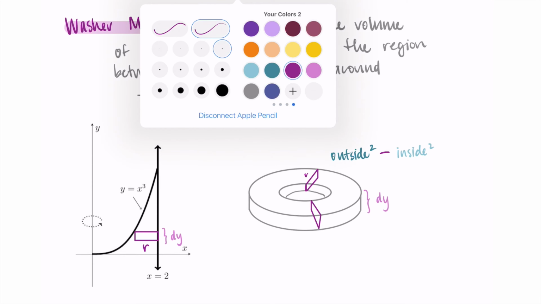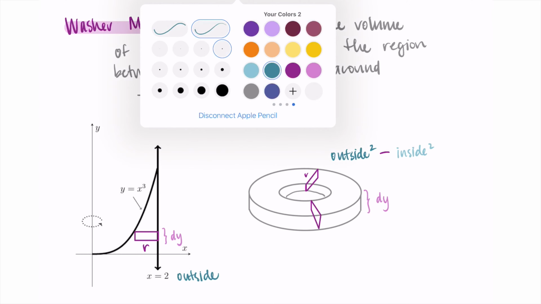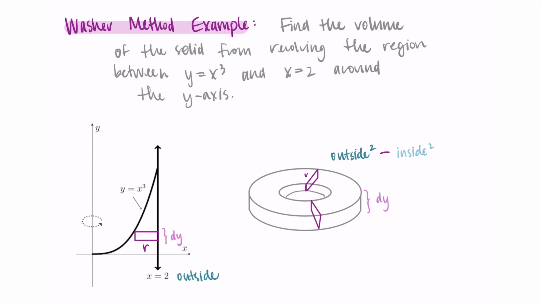My outside function is x equals 2. And then the inside function is y equals x cubed. So we're starting from the outside, that's the edge, and then we subtract off the inside edge. Just remember our formula: we take pi times the outside radius squared minus the inside radius squared, and then dy.